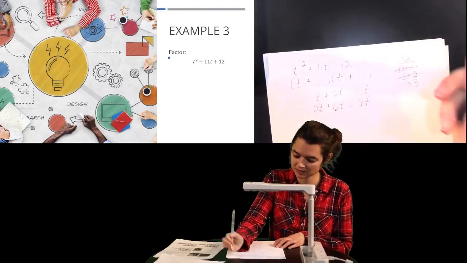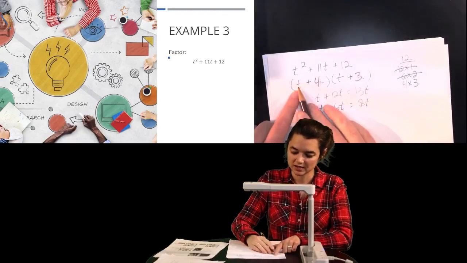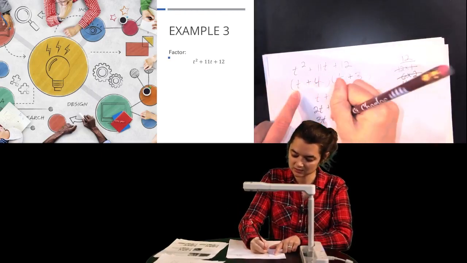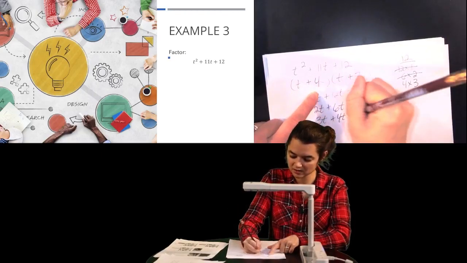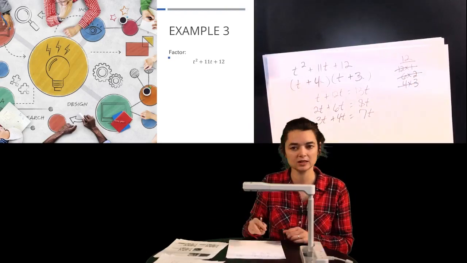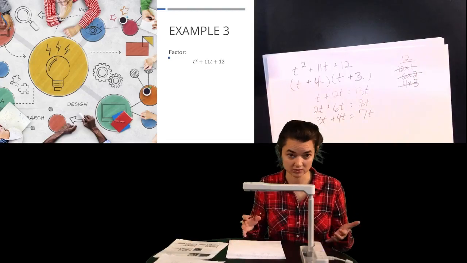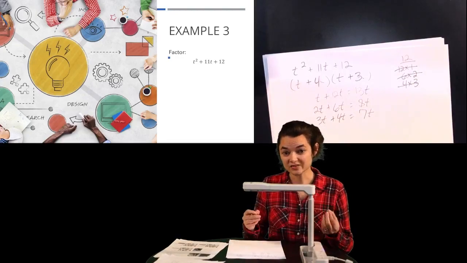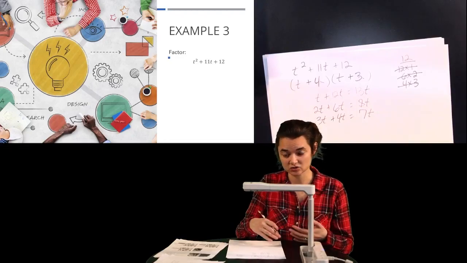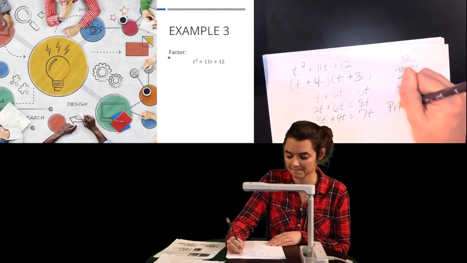All right, what about my last one, 4 and 3? 4 and 3, I would have 3t plus 4t, which would give me 7t, and that doesn't work either. And so you'll notice we have exhausted all of our choices. None of those work. And if nothing works and it's not factorable, there's a math word for it, and it is called prime.